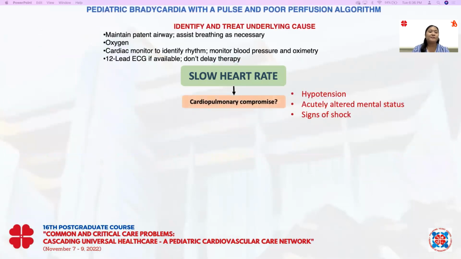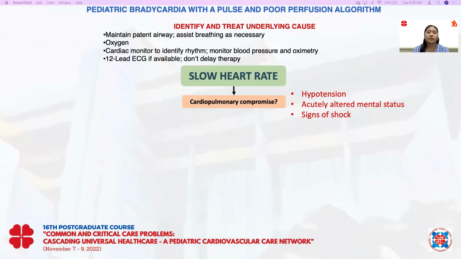So now we go to the pediatric bradycardia algorithm. This algorithm shows us the initial management for a bradycardic child. Like in our tachycardia algorithm, first secure the airway and breathing, give oxygen support, and maintain the patient on cardiac monitor with BP and oximetry monitoring. It is ideal to get a 12 lead ECG, but do not delay therapy or management.